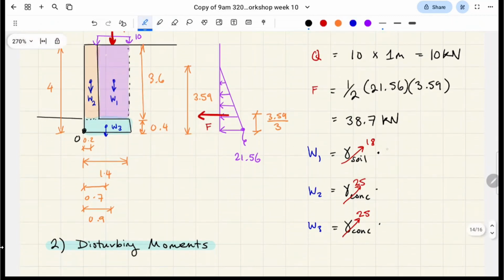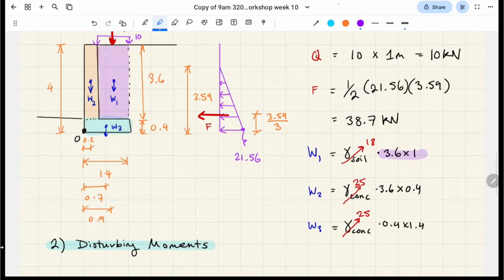So for W1, it's 3.6 times 1. W2, that's 3.6 times 0.4. And W3, 0.4 times 1.4. I'm going to highlight that. W1's that. W2's this. W3's that. Giving us 64.8 kilonewtons, 36 kilonewtons, and 14 kilonewtons. Okay? Got it? This is all per meter run, I've just not included it.